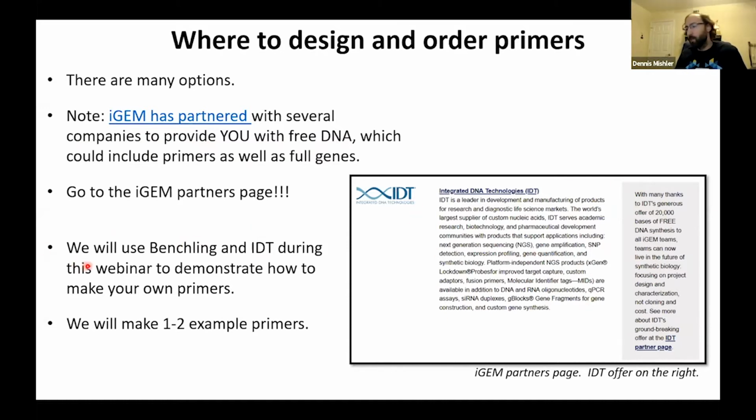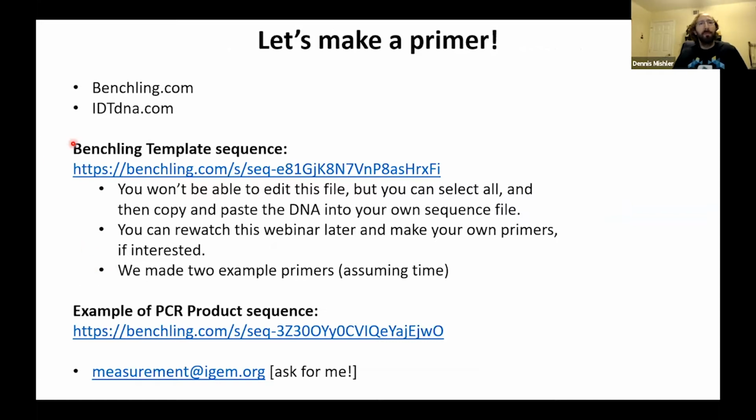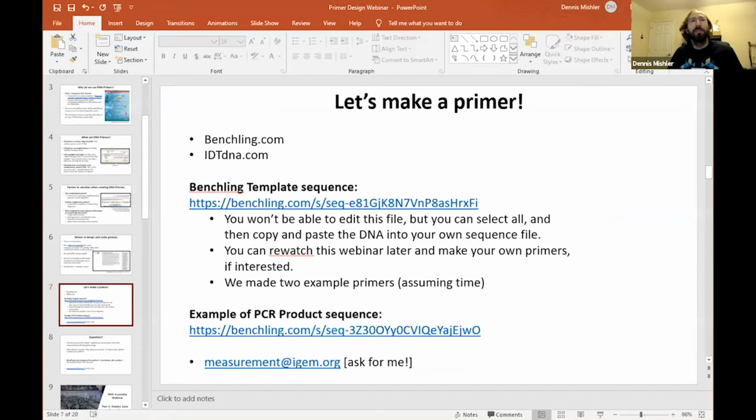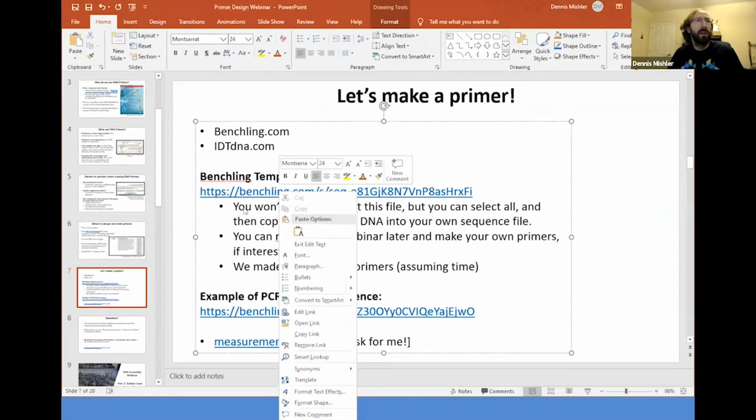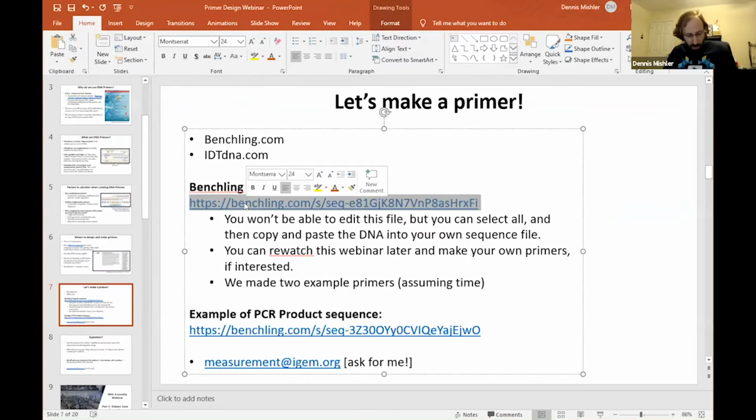For the rest of this webinar, I'm going to be using Benchling and IDT to demonstrate how to make primers. All right, and we're going to make 1 or 2 examples depending on how our time goes. Okay. So let's make a primer. I'm going to go ahead and post in the chat these sequences here. If I can get the chat back up, I'm going to post those links. And these links here are links to shared sequences on Benchling.